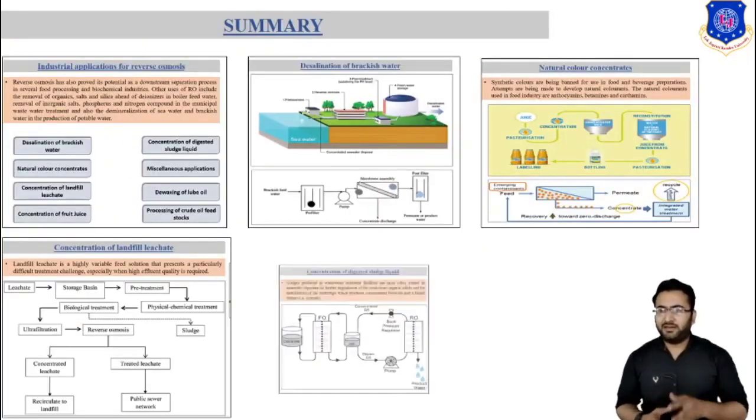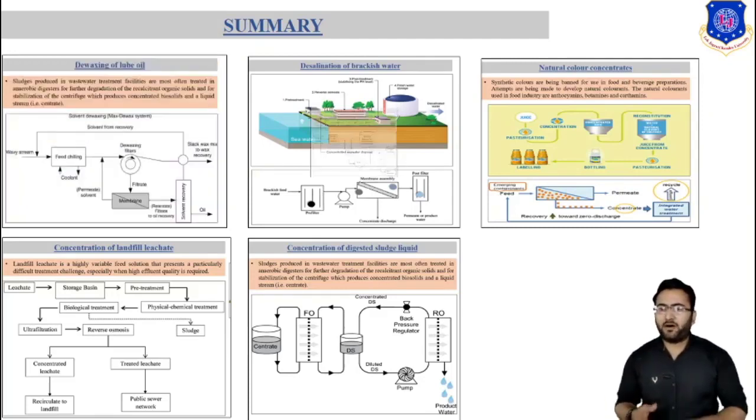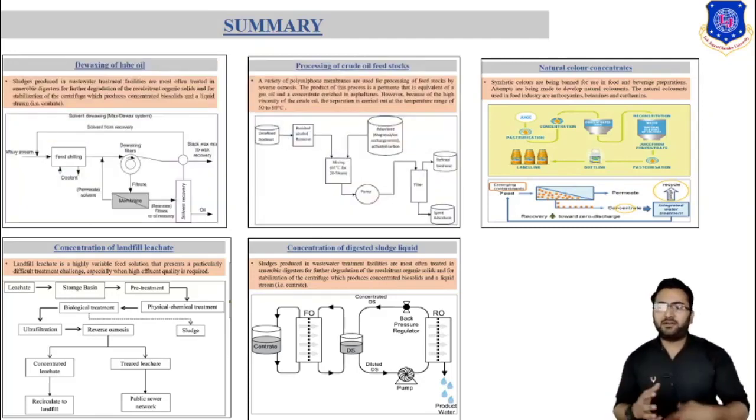So in this lecture, we discussed various industrial applications of reverse osmosis, such as desalination of brackish water, concentration of digested sludge liquid, natural color concentration, concentration of landfill leachate, dewaxing of lube oil, and processing of oil feedstock. So these are all applications of reverse osmosis. This is all for today's lecture. In the next lecture, we are going to discuss nanofiltration and the concept of nanofiltration.